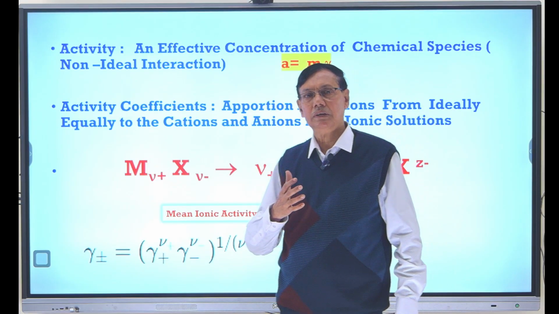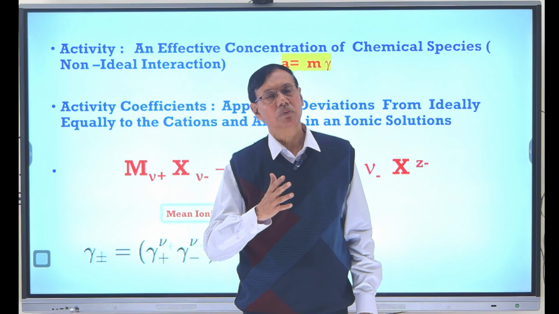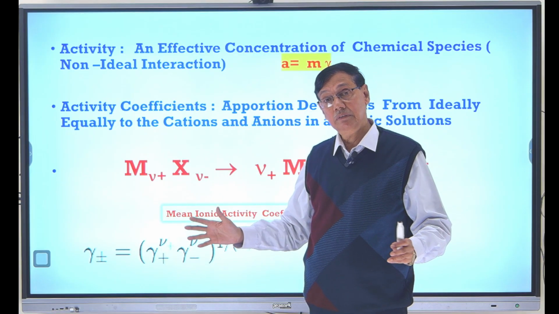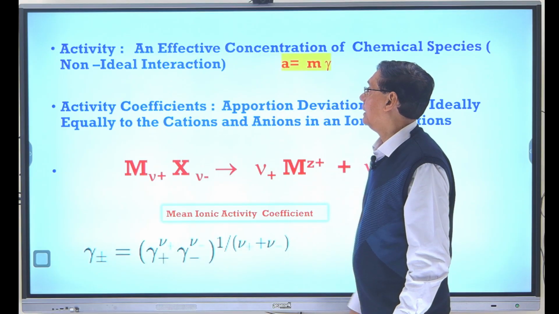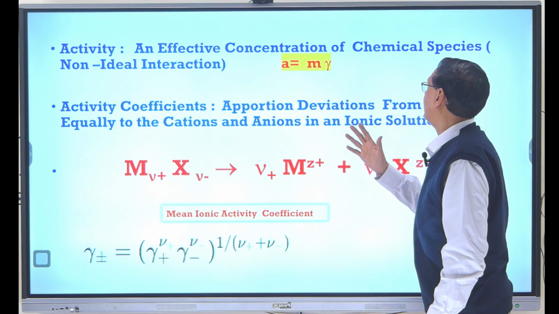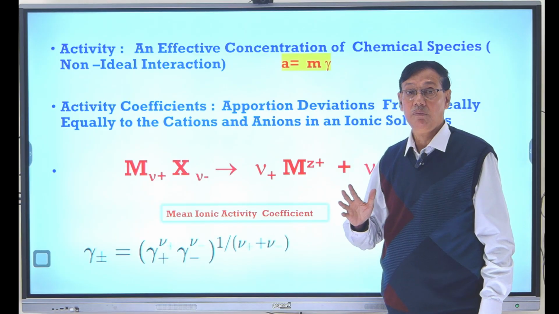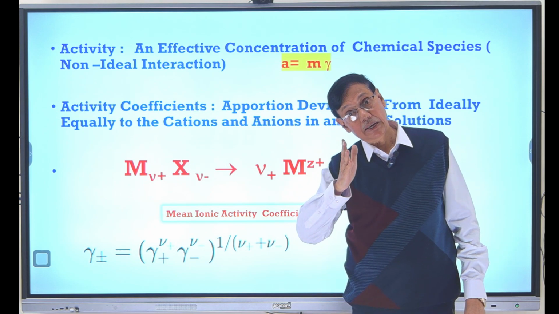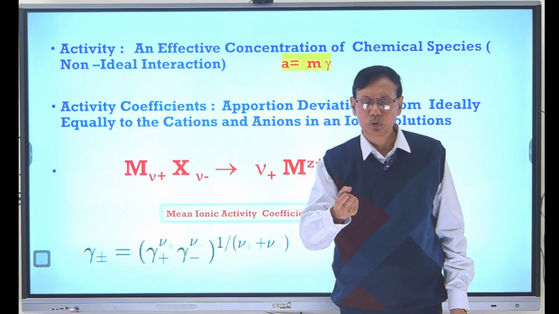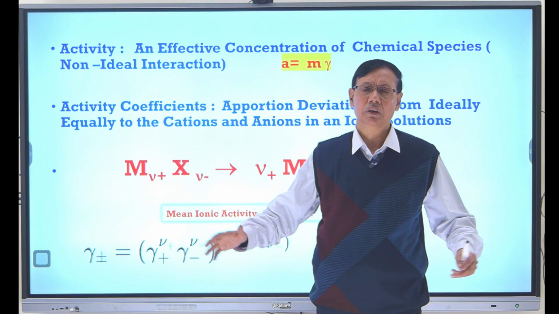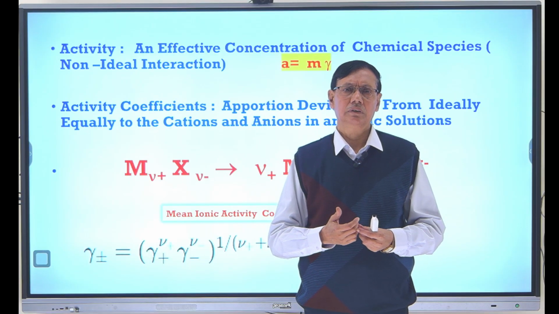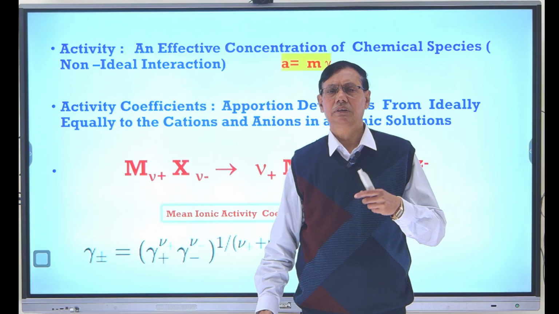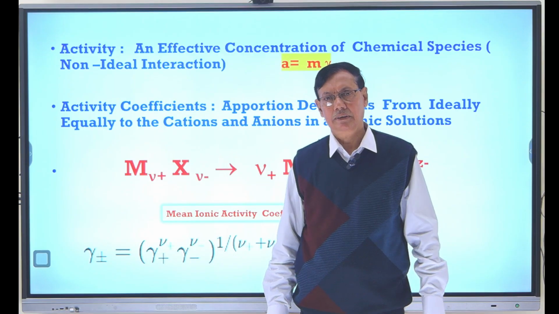If you ask me, sir, what is the actual definition of activity? Although in my first lecture I have given very detailed information, here you can write that it is an effective concentration of a chemical species, of course, for non-ideal interaction. Because as I told you, if it is a dilute, real solution where Raoult's law is followed, there is no distinction between the activity and the stoichiometric concentration. It can be explained in terms of molality or mole fraction.